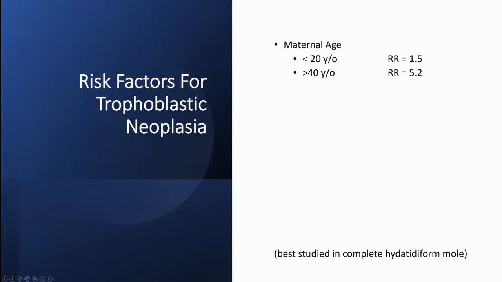Almost all of them have some biological basis, particularly for maternal age, particularly for greater than 40 years of age, and that's based on their biology, the fact that oocytes are arrested in meiosis II beginning in fetal life and don't complete that division until after fertilization. And the longer they're in that state, the more likely it is that an error will occur. So after 40, the chance of complete mole becomes quite high.